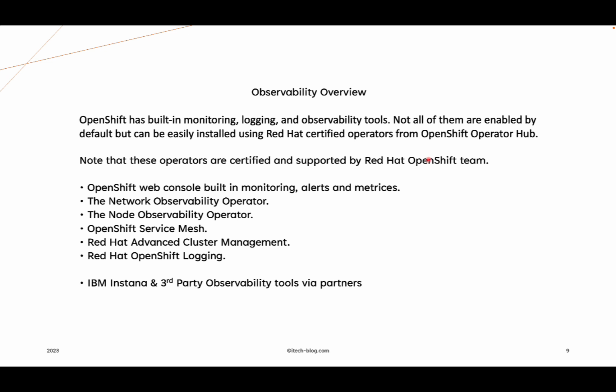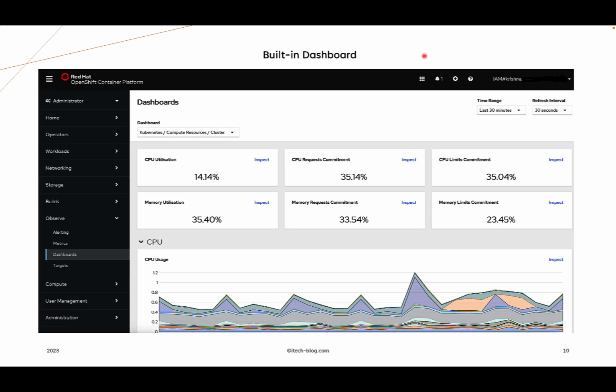We have the OpenShift Web Console, built-in monitoring, alerts, and metrics. The Network Observability Operator, the Node Observability Operator, OpenShift Service Mesh, Red Hat Advanced Cluster Management, Red Hat OpenShift Logging. We can also use IBM Instana and other third-party observability tools. Here is a quick view of the OpenShift built-in dashboard.